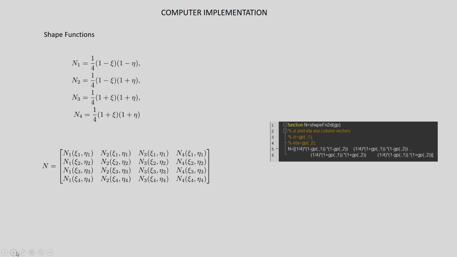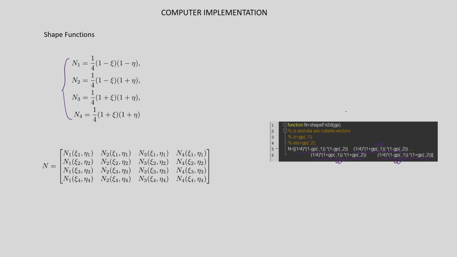So, for the quadrilateral element with p equal to 1, we have already constructed the shape functions n1, n2, n3, n4. In the code we have written these 4 shape functions in a given row, so this is a row vector. We have written n1 as a function of xi eta, then n2, n3 and n4 as functions of xi eta, in a row vector format.